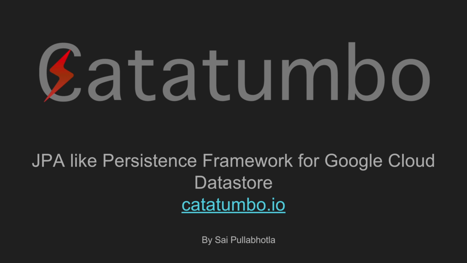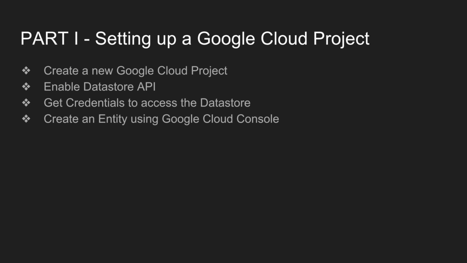In part 1, we covered the prerequisite, which is to have a Google Cloud project with Cloud Datastore enabled, and we have also got the credentials file downloaded so we can access the datastore remotely. And then we also created a sample entity manually using the Google Cloud console.